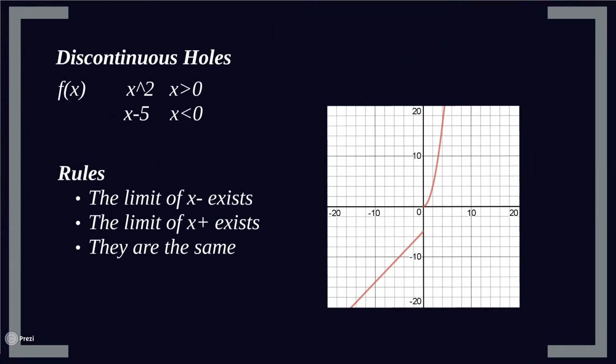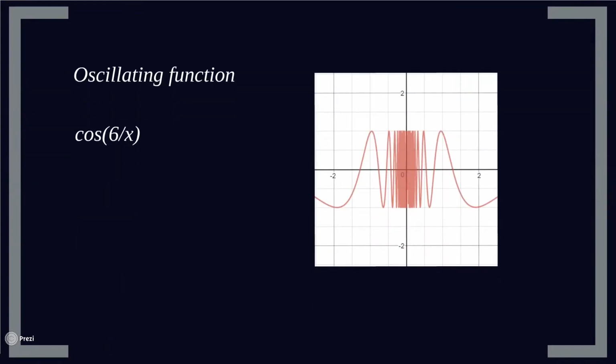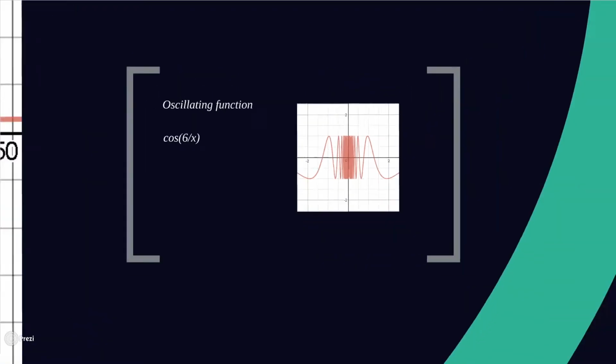Here's another instance when a limit cannot exist. It happens if one of these rules is broken. The limit of x as it is approached from the left exists. The limit of x as it is approached from the right exists. They are the same. If these are broken, it means that there is no limit of x. The final time that the limit of x doesn't exist is when the value of x oscillates between 2 points as it nears the hole.